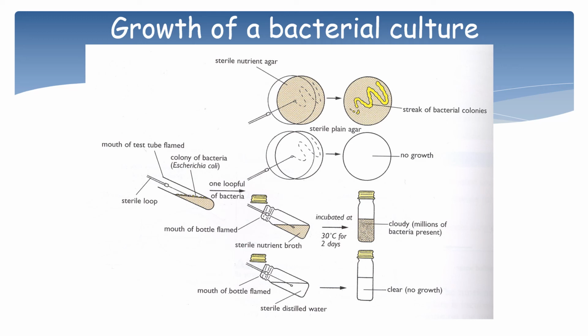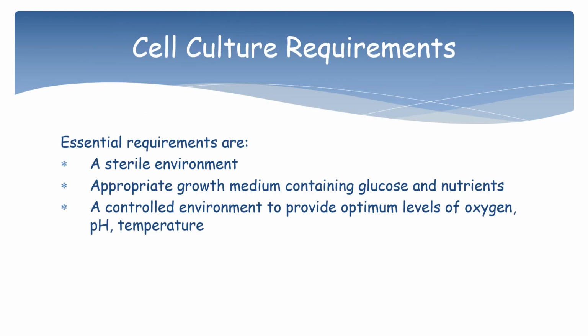And then you could do the same, but you could put it into a broth instead of putting it onto a plate. So to grow a cell culture, like growing bacteria, you need certain requirements. So your essential requirements are a sterile environment, appropriate growth medium containing glucose and nutrients, a controlled environment to provide optimum levels of oxygen, pH and temperature.